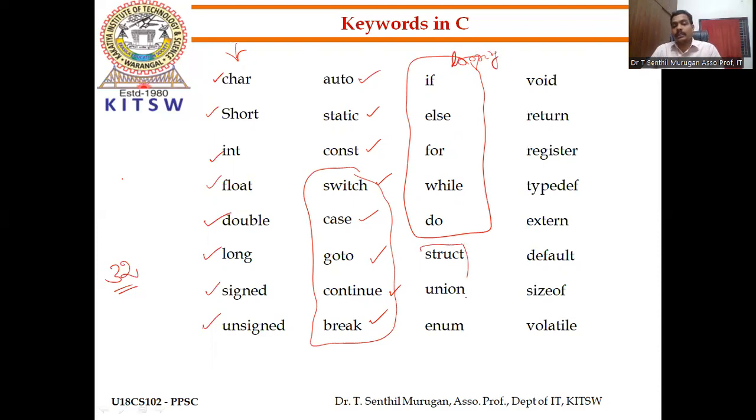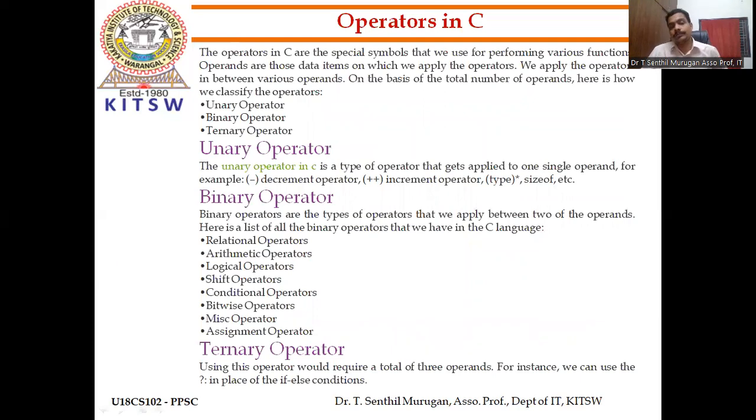So these are the special features: structure and union, enum, enumerations. These three are a special category. Apart from that, these are the return type. Why return type? It will return values or not. Return is also a keyword, register, typedef, extern, default, sizeof, volatile. So in total there are 32 keywords in the C language.